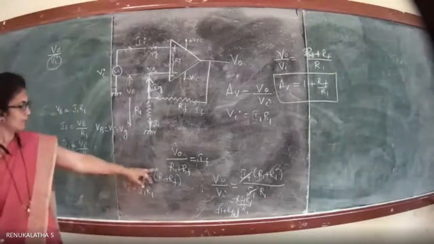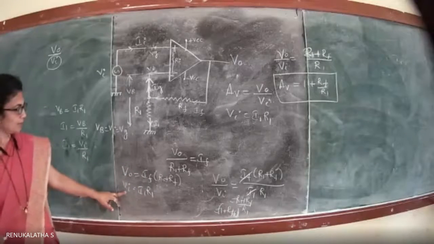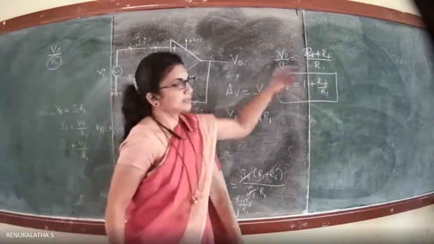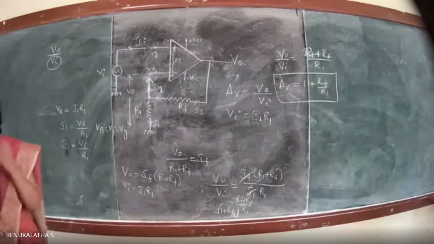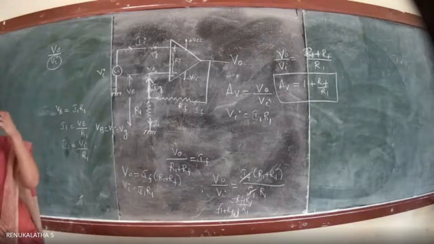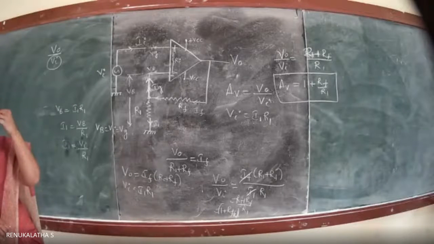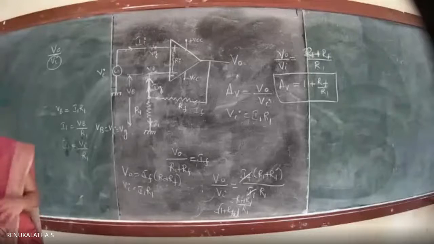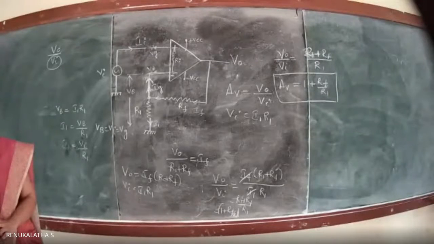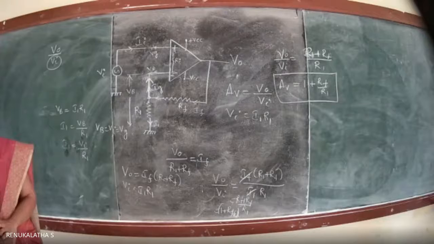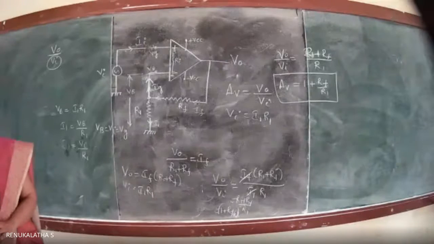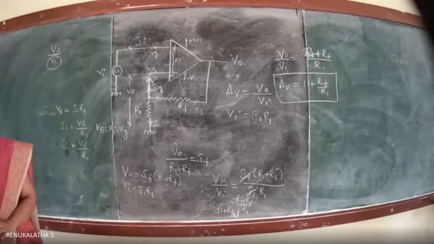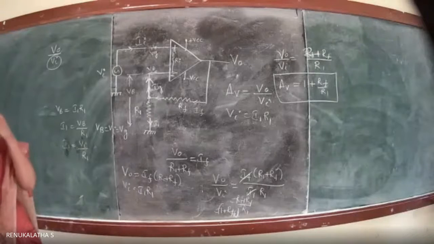So V naught by Vi is the gain, and the gain is equal to this expression. I hope you have followed. The only thing is you have to find the value of V1 and the value of V naught. You should know how to find both. So gain is V naught divided by Vi, and we are getting gain equal to 1 plus RF divided by R1. That is the expression for voltage gain in a non-inverting amplifier.